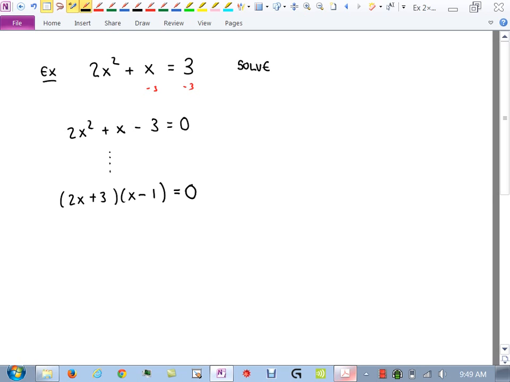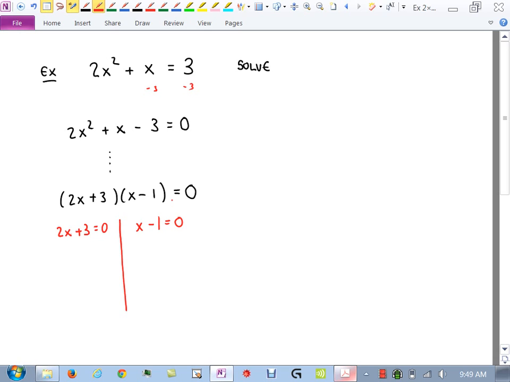Let's just check it. 2x squared, that gives me this. 2x times negative 1 is negative 2x. 3 times x is 3x. When I put 3x and negative 2x together, I get just x. And then 3 times negative 1 is negative 3. So that is correct. But now what we need to do is take each of these and set them equal to 0, right? So I'm going to draw my red line here. 2x plus 3 equals 0, and x minus 1 equals 0.